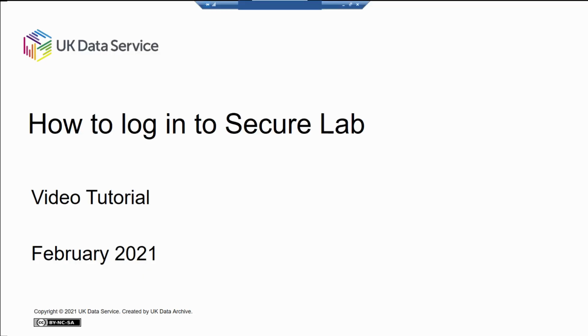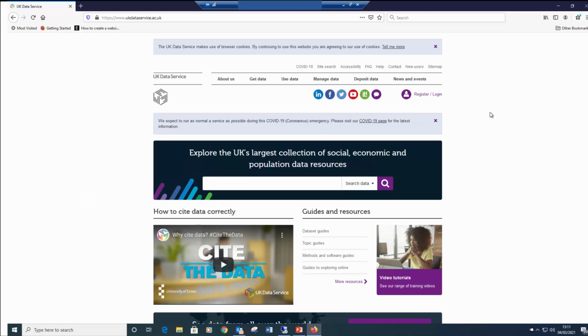This presentation is designed to show researchers who wish to use control level data how to log into the Secure Lab environment once they have been granted access. The Secure Lab is a facility for accessing data that are deemed too confidential or sensitive to allow researchers to download it. Instead, we have created a secure virtual research environment, our Secure Lab, which makes it possible for researchers to access and analyse data in a safe setting.